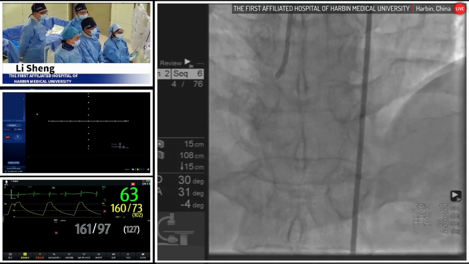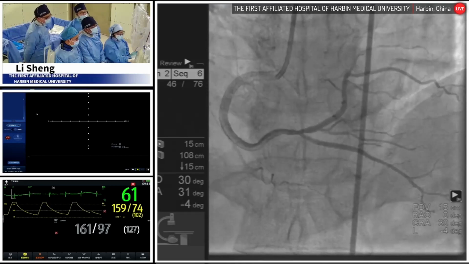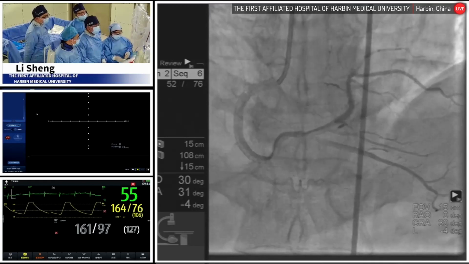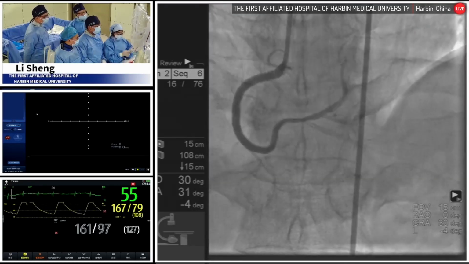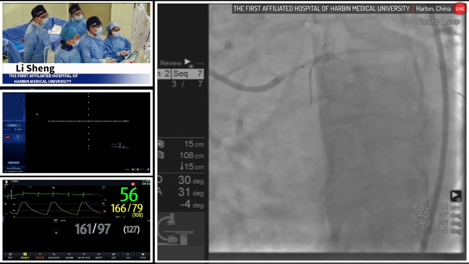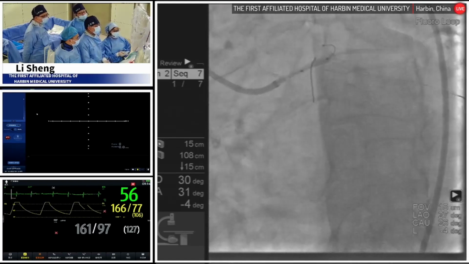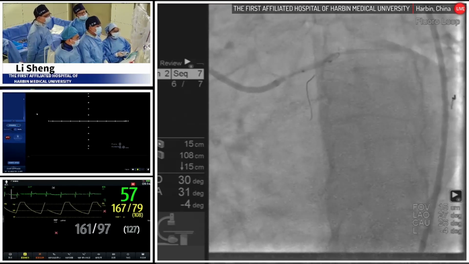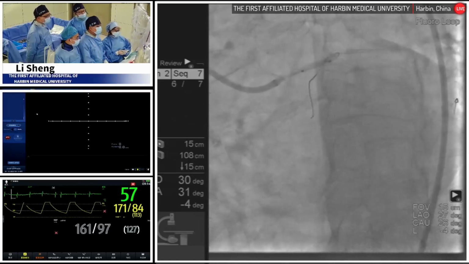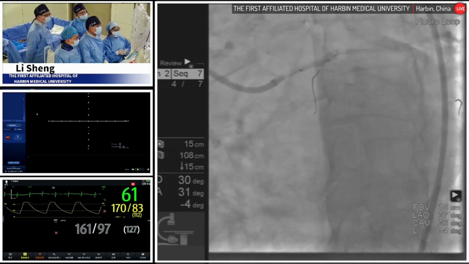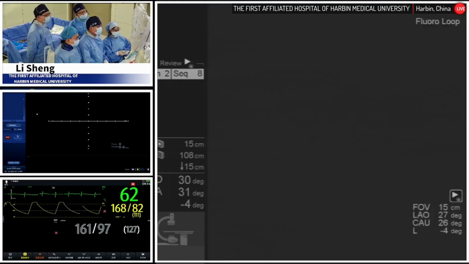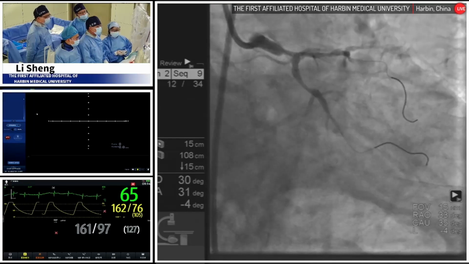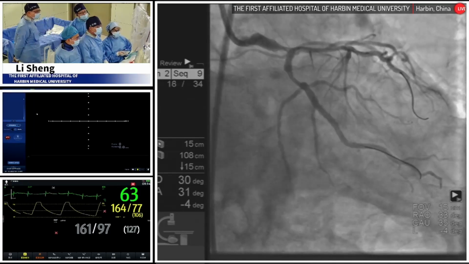So actually, I think Dr. Shi pre-treated the lesion with the common balloon, right? Can you show us the image after the pre-dilatation? Just now, Dr. Shi has put two wires advanced into the LAD and LCX, and we used the common balloon to pre-dilate at the distal LM. Next, we will perform the IVUS imaging examination.